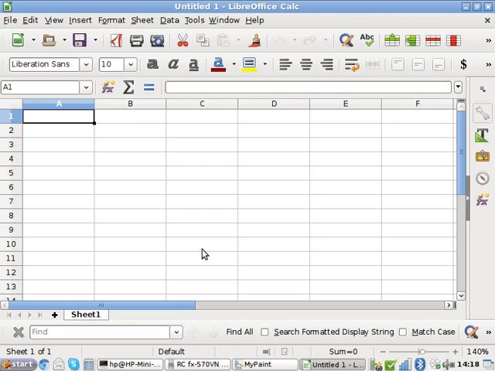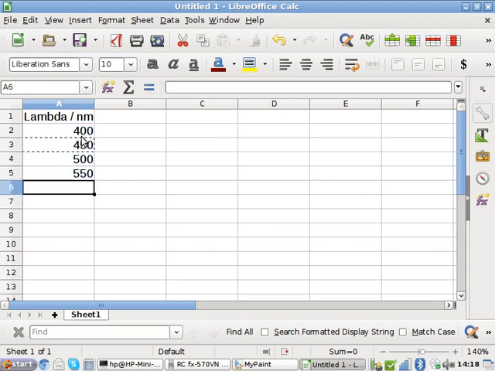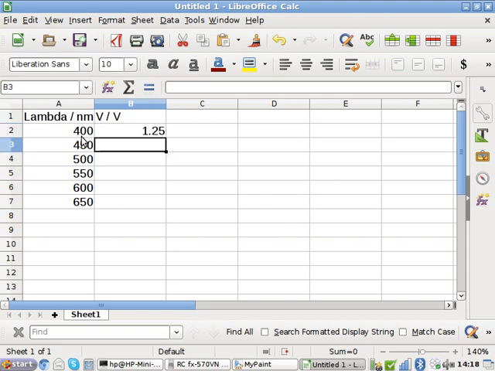So what are the two values we have? The wavelength of the light that they used and the voltage. Okay, so let me just put those in. They probably use nanometers? Yes. 400, 600, going up in 50s, until 650. And then this is voltage in volts. 1.25, 0.94, 0.651, 0.06.